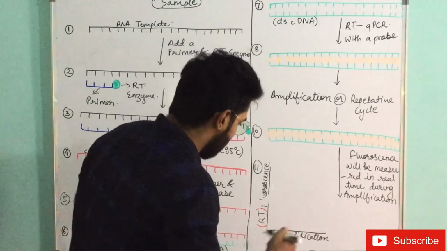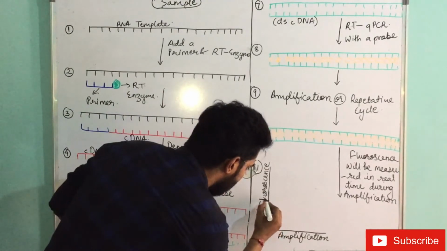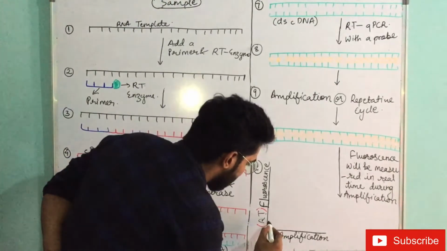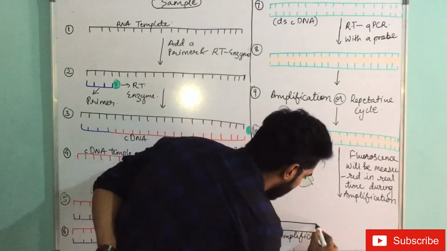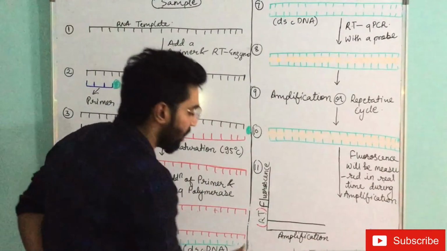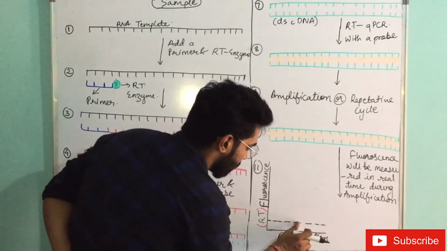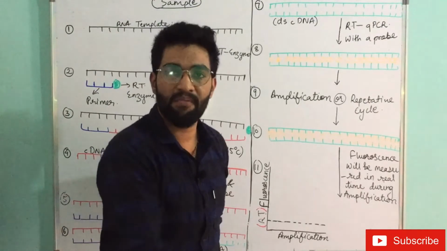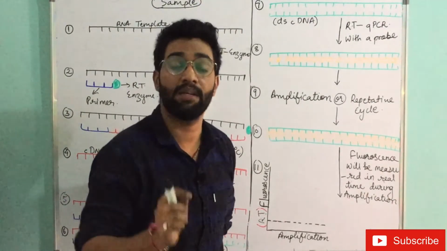So, let's see a graph. The graph is plotted as fluorescence against amplification. If there is a simple, flat curve with no elevation, then it means there is no amplification and no fluorescence. It means the sample which you have obtained is coronavirus negative.